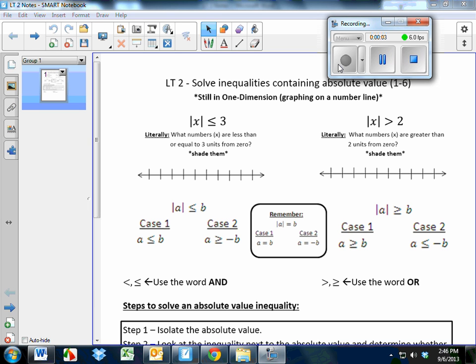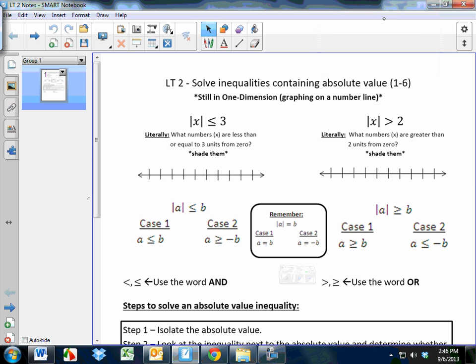All right, today's lesson, today's video is going to be over learning target 2 for linear equations and inequalities. We're graphing and solving inequalities that contain absolute values. This is going to be kind of a fast run through on the notes, so if you need to, make sure you pause this, rewind it as you need.